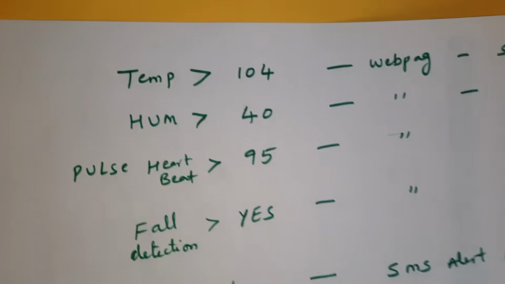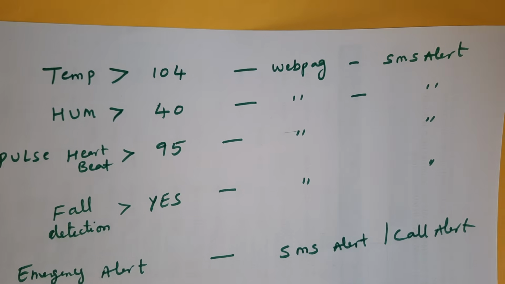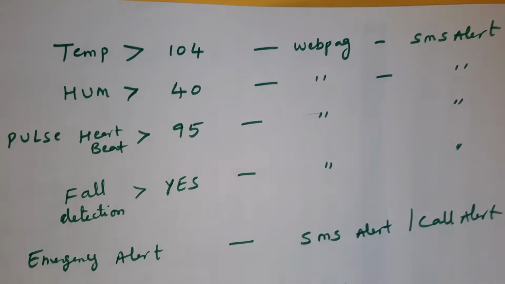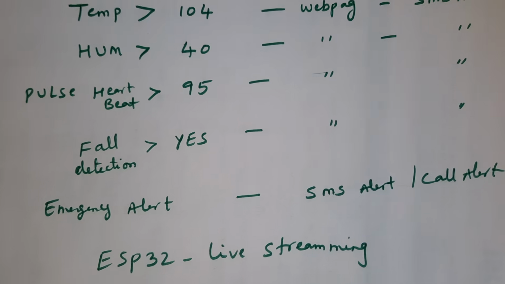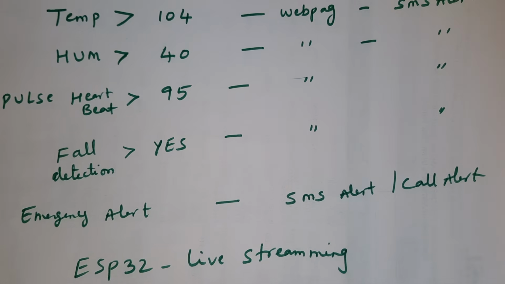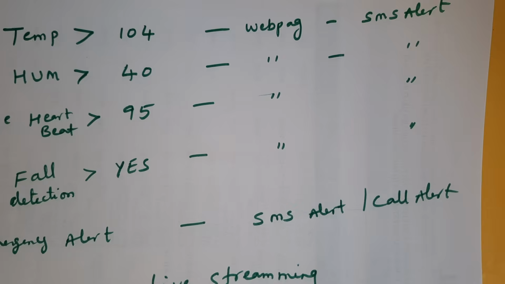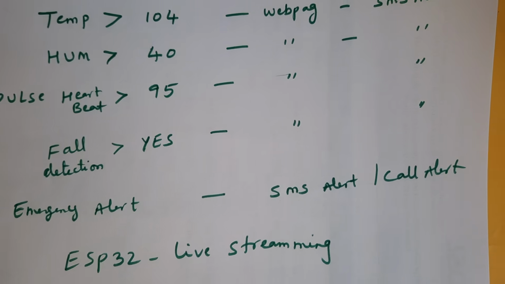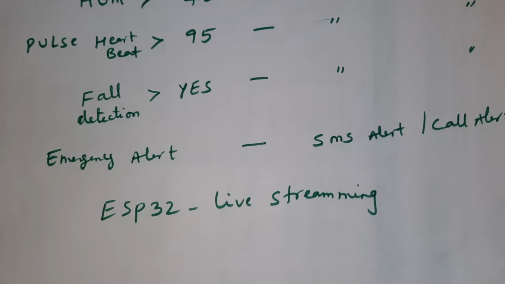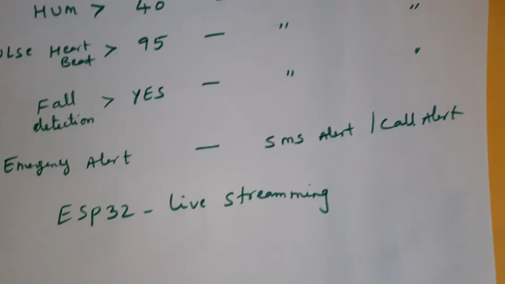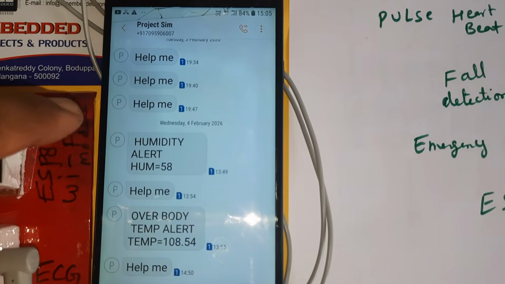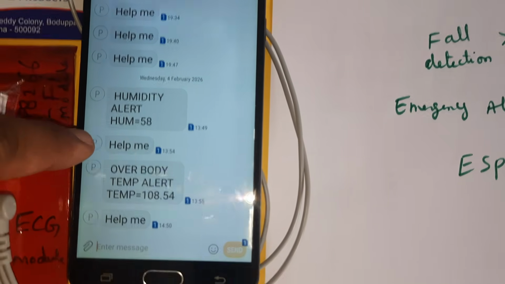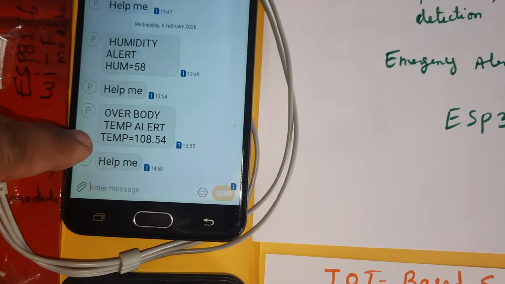On the main screen, the alert messages are: if temperature crosses 104, web page alert and SMS alert; humidity above 40, web page and SMS alert; patient heartbeat above 95, web page alert and SMS alert; fall detected, web page alert and SMS alert; emergency, SMS alert, call alert and live streaming. Here the SMS alerts are for the web page, humidity alert and temperature alert.